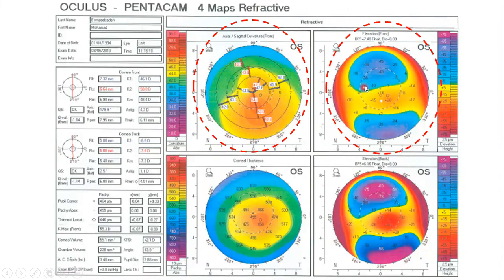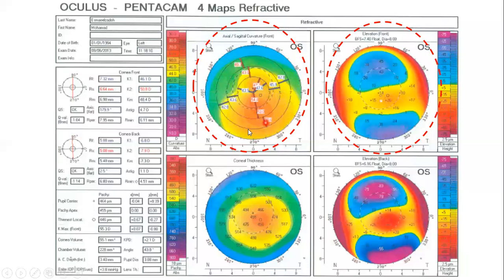And the second picture in terms of contact lenses is the elevation map. I will talk more about the elevation map. The elevation map is very different from the sagittal map, and both these maps convey different information. There is also a counterpart of the axial or sagittal map called the tangential map. The tangential map is the same as the axial map, but it gives a different picture.